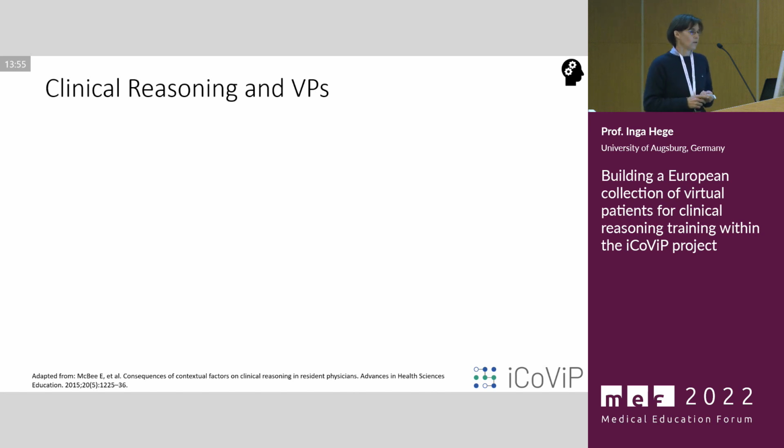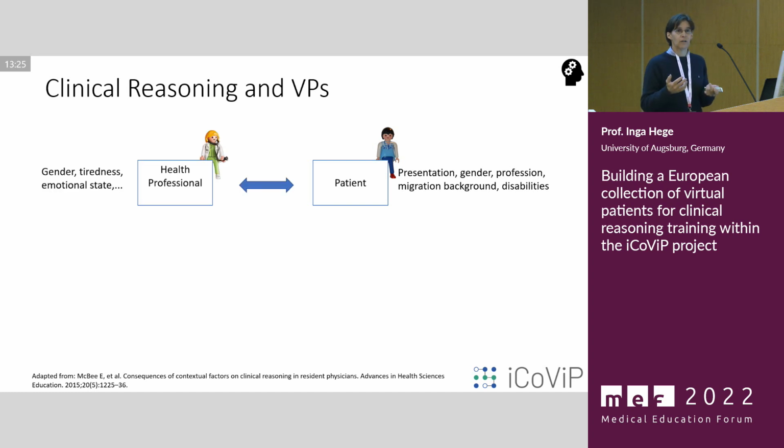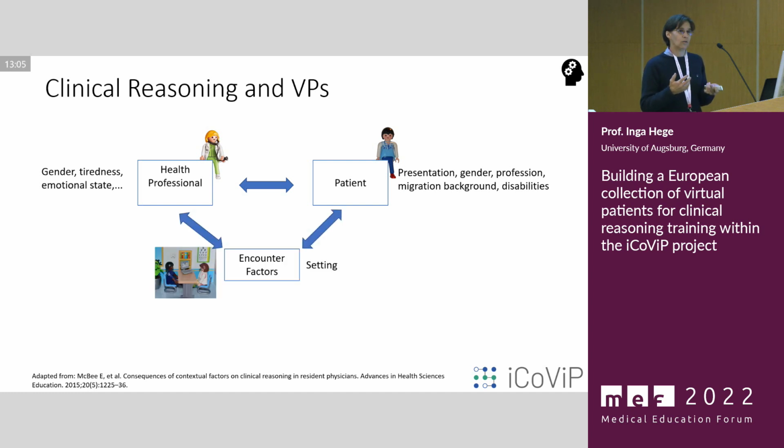So why do we think those virtual patients are helpful for clinical reasoning? You might be familiar with this triangle, and Steve already a couple of times mentioned that context matters. So you have context factors that are related to the patient, like the gender the patient has, profession, migration background, disabilities, and so on. You also have the health professional or the team of health professionals. They can also be in a state like they are tired, they're stressed, they have some emotional problems, and so on. And they interact with each other in a setting, or you have encounter factors.